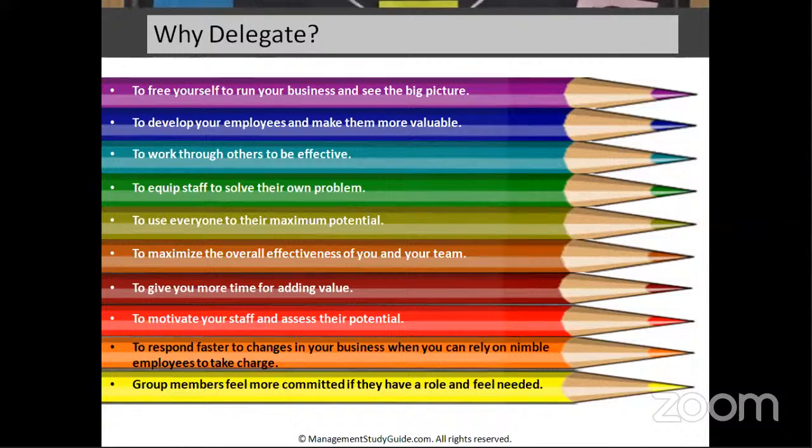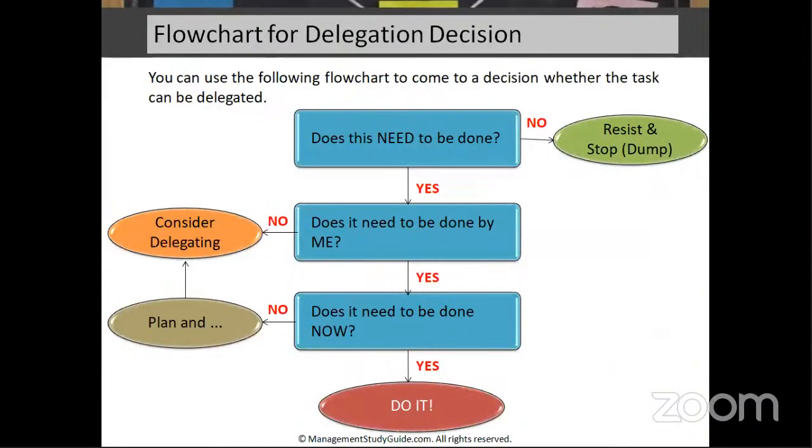your business and to see the big picture, to develop your employees and make them more valuable, to work through others to be effective, to equip members to solve their own problems, to use everyone to their maximum potential, to maximize the overall effectiveness of you and your team, to give you more time for adding value, to motivate your staff and assess their potential, to respond faster to changes in your business when you can rely on nimble employees to take charge. Group members feel more committed if they have a role and feel needed.